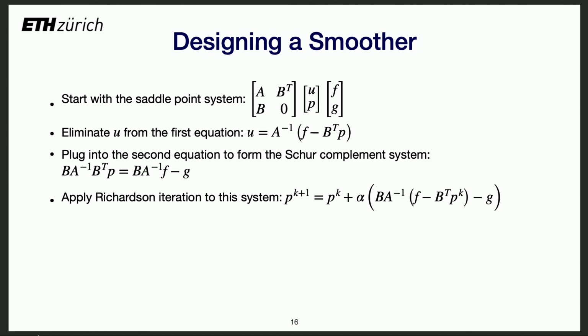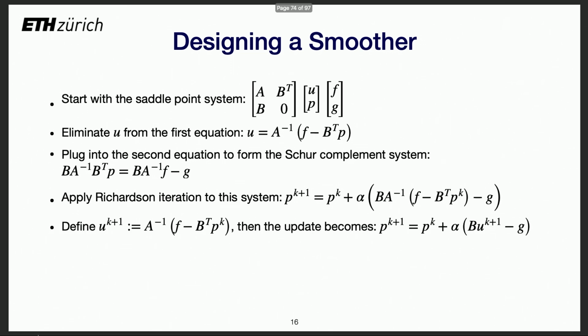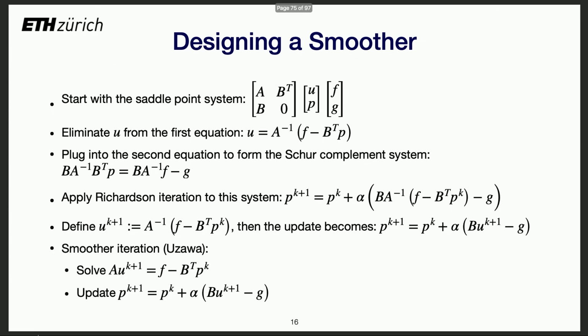And of course, we cannot actually form this Schur complement because it's very expensive. So what we do is we apply Richardson iteration to that linear system and obtain this update formula for pressure. And from there, we use our original definition of velocity, except we say that the new velocity, or velocity at cycle k plus 1, is defined in terms of the pressure at cycle k. And this gives us a very nice smoother that we can use for this type of problem. So we first solve for velocity, and then we update pressure based on the obtained velocity. And this is known as a Uzawa type iteration.